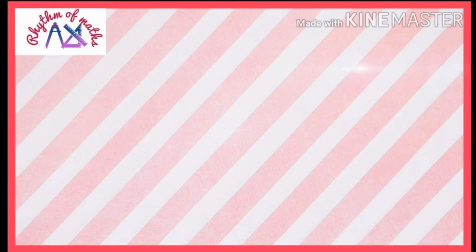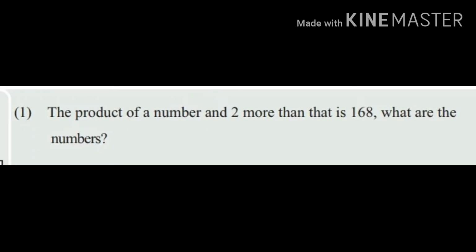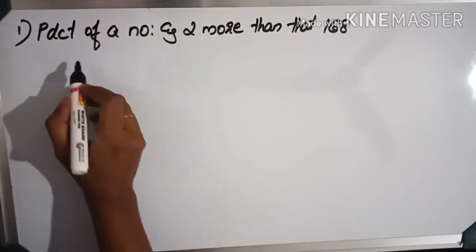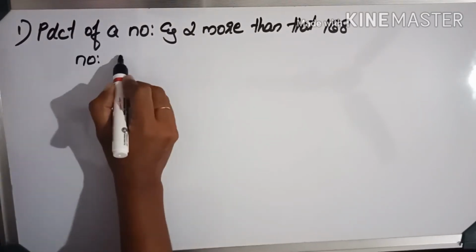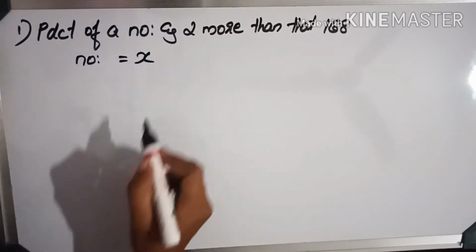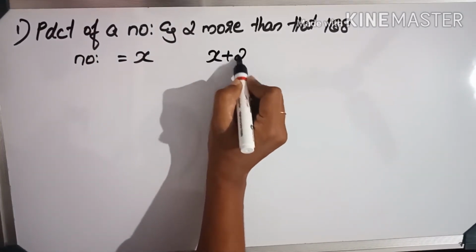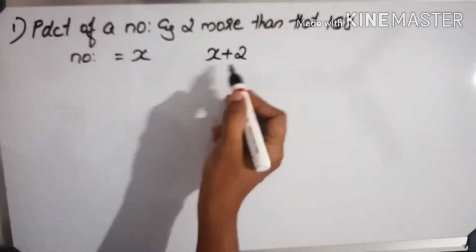Problems from the textbook. Here is your first question. The product of a number and two more than that is 168. What are the numbers? Product is given, so we need to consider one number and two more than that. First of all, we need to consider a number. Let's consider that number as x. Then 2 more than that will be x plus 2.